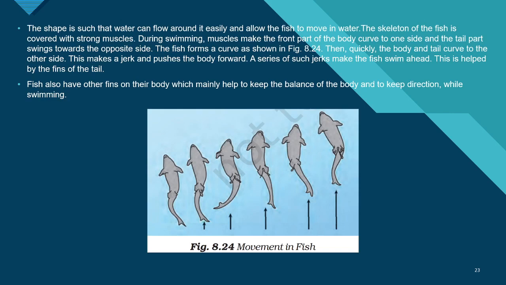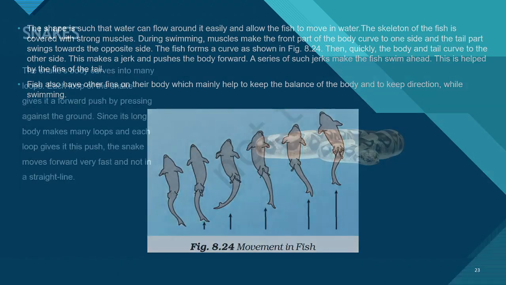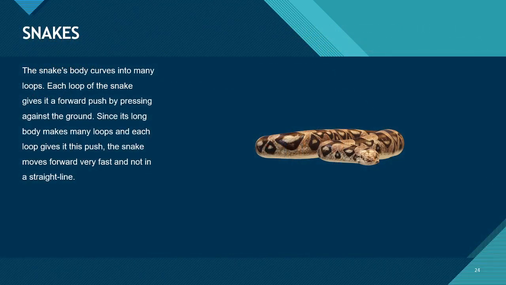This is helped by the fins of the tail. Fish also have other fins on their body which mainly help to keep the balance of the body and to keep direction while swimming. And the last we have is snake.